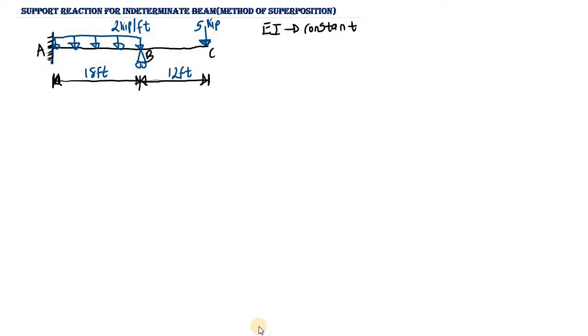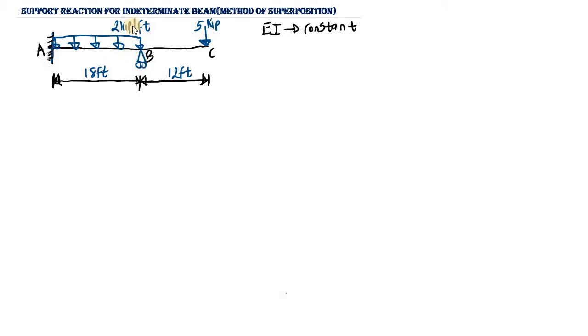Hello everyone, in this lesson we are going to calculate support reactions for an indeterminate beam, and we are going to be using the method of superposition. If you take a look at the beam on the screen, we have a fixed support at point A and a roller support at point B.